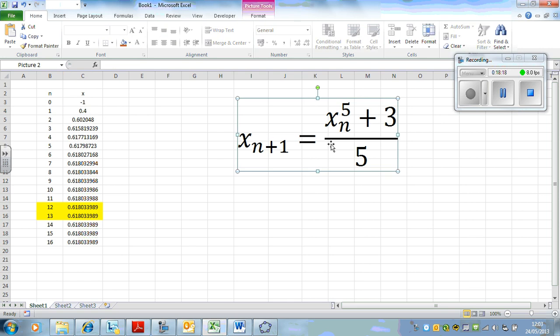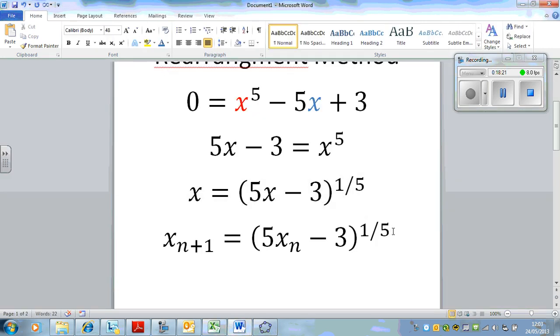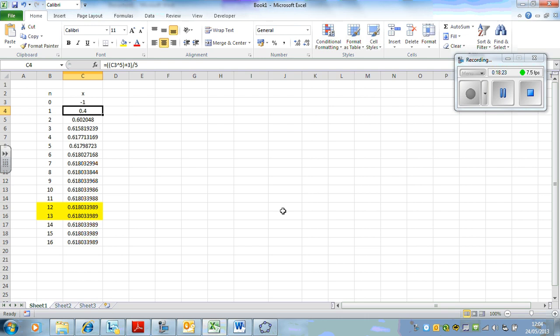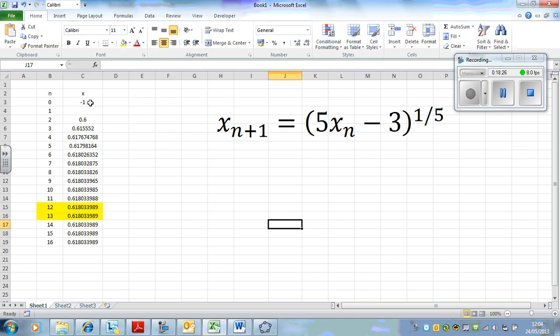Our function now completely changes, because now our iterative sequence is performed from this one. So it's going to be equal to, right, let's do this. Now I'm going to be mega careful with brackets here. 5 times the previous value, minus 3, close brackets. Right, so I've got that bit. Now I need to do it to the power of 1 over 5. Now, first of all, let's get rid of these ones here.